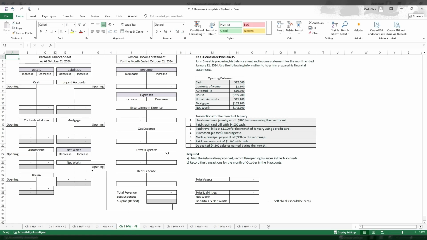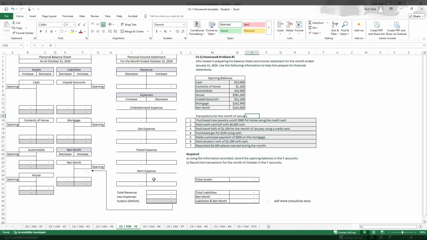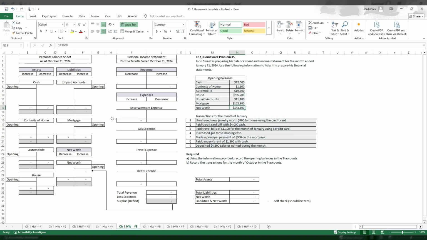Okay, let's take a quick look here and solve. All right, so in homework problem number 5, we've got our instructions over on this side here. Similar to problem number 4. We have opening balances again. This time we're provided with net worth. Remember in our last problem we had to calculate that to start, but here it is provided, so we can just input that directly.